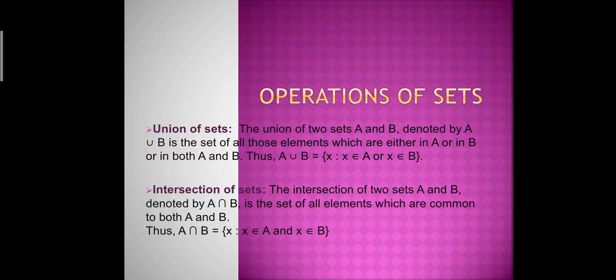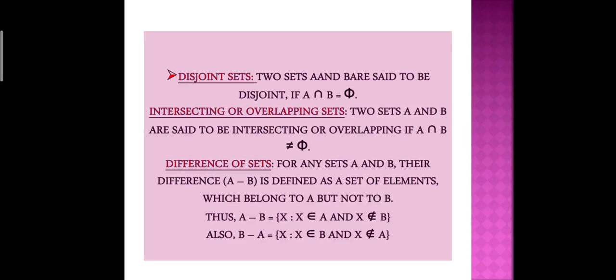Operations on sets. Union of sets. The union of sets A and B, denoted by A union B, is the set of all those elements which are either in A or in B or in both A and B. Intersection of sets. The intersection of sets A and B, denoted by A intersection B, is the set of all elements which are common to both A and B. Here is something about disjoint sets, intersecting or overlapping sets, and difference of sets.